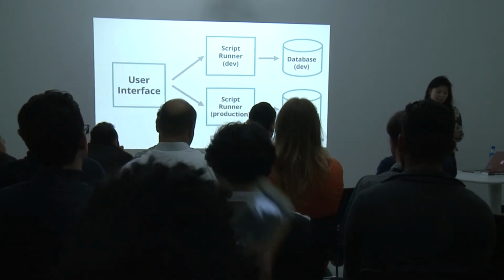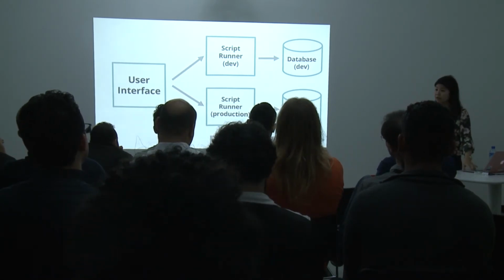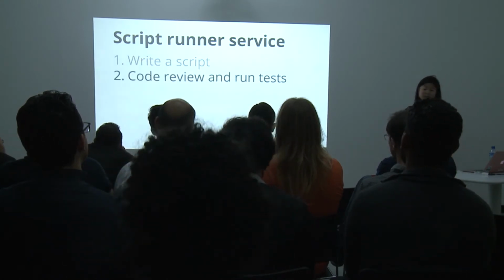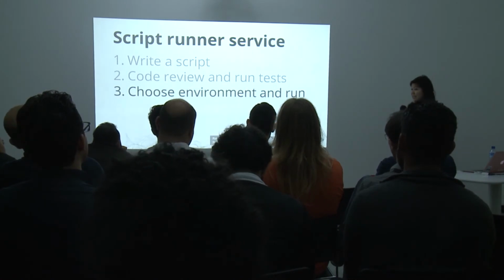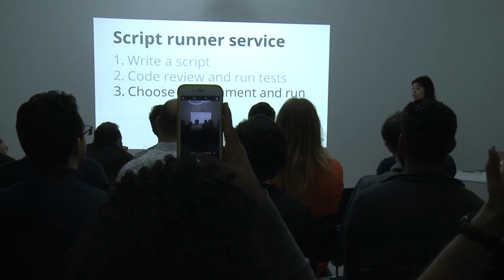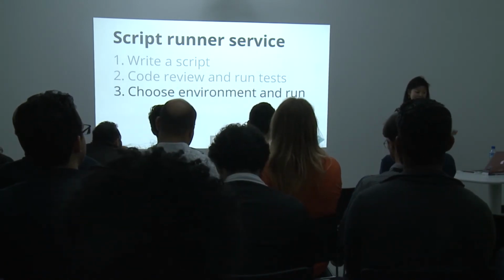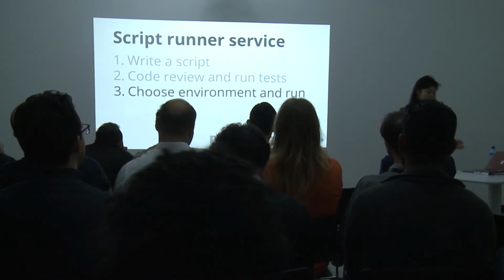The steps for running the script are pretty similar to what I had just described with the task runner. We start by writing the script. We then get it code reviewed, tested, and merged. And lastly, the key difference here is that instead of having to input a series of command line arguments, you just pick the environment you want to run the script in and click build. And this is what it looks like to run a script with this UI.